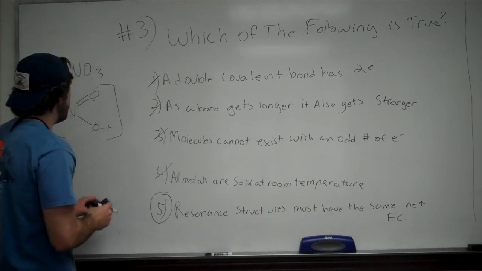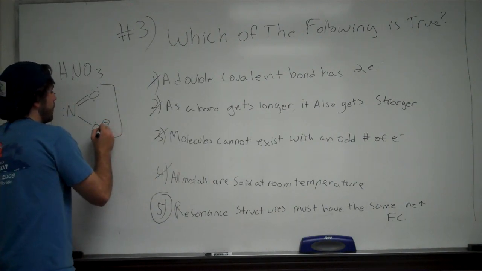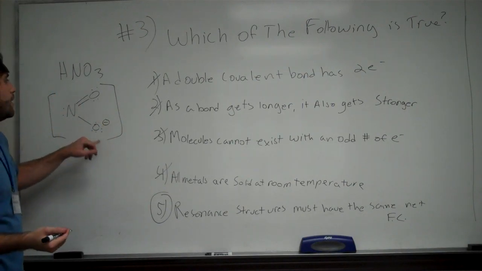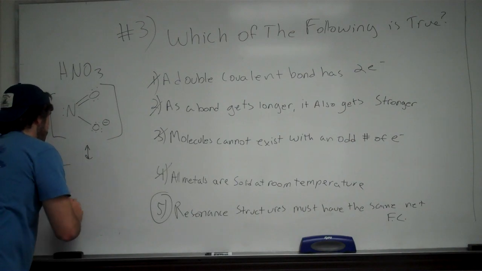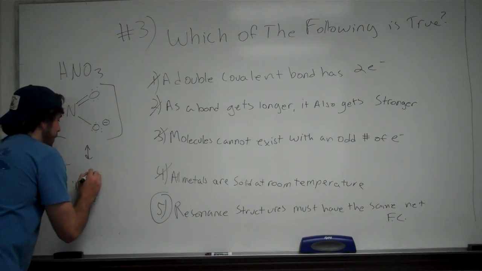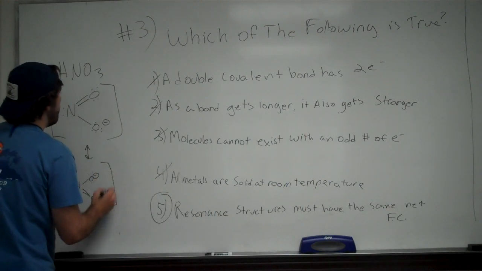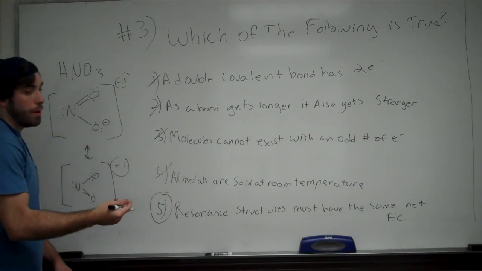Or let's take instead, let's pull this H off and make it an ion. So this has a formal charge of -1 right now, right? 7 minus 6 is -1. Well, the resonance structure of this would be this. Both of these have an overall net charge of -1. So number 5 is true.